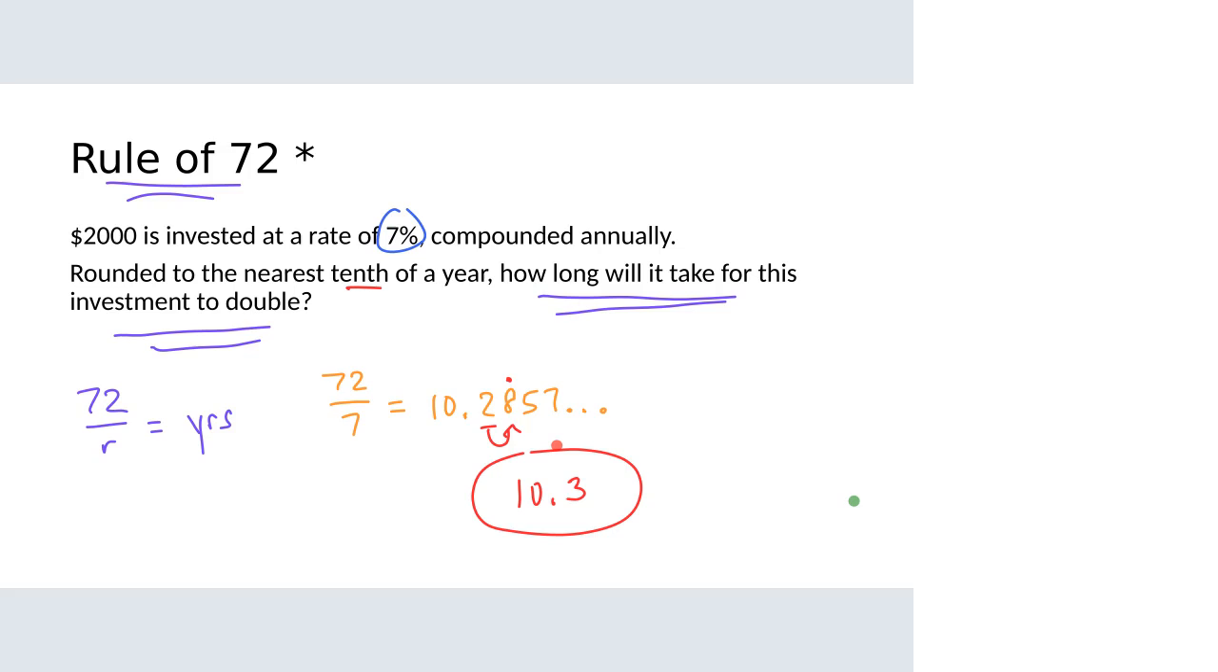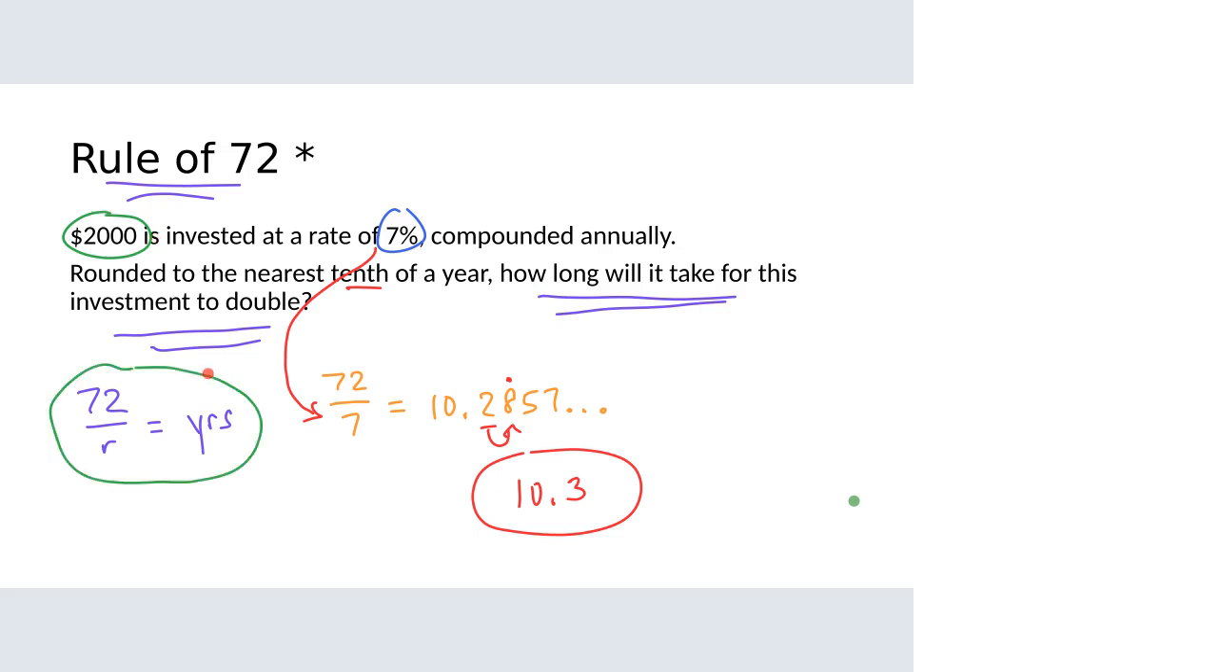Two keys in this question. One of them is, remember, don't convert that percent to a decimal, just leave it alone as a 7 when we do rule of 72. The other one is this. The 2,000 here at the beginning had absolutely nothing to do with the work we did in the question. It's going to be worth 4,000 at the end because it's going to double, but that wasn't part of what we had to do here. The fact that it was a $2,000 investment to start with doesn't change anything.